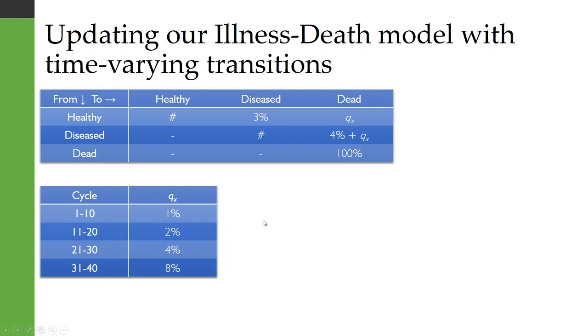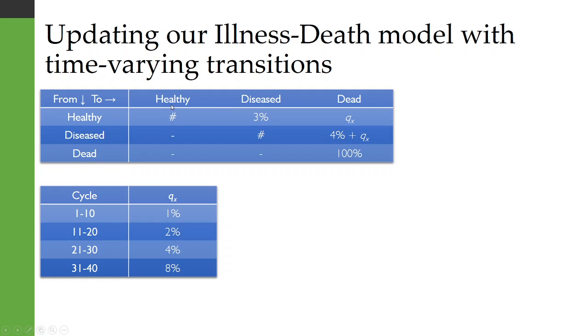But you're also more likely to die as you get further and further into the model, i.e. the older you get. And here we have the values of QX that we're going to use. The reason I've called it QX is because if you ever look in a life table, QX is the name of this quantity, so the probability of dying before your next birthday, conditional on having survived to this birthday.